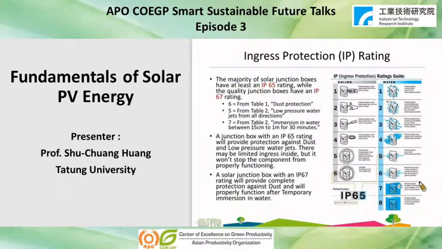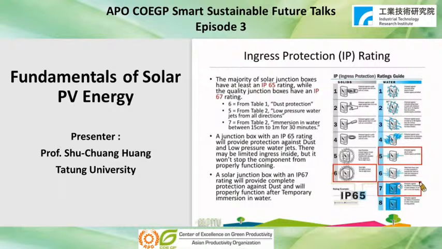The 6 represents the grade of the protection, which is dust protection. And 5 from the table means that it can sustain low pressure water jets from all directions. If the grade is number 7, that means it can sustain immersion in water between 50 centimeters to 1 meter for 30 minutes.